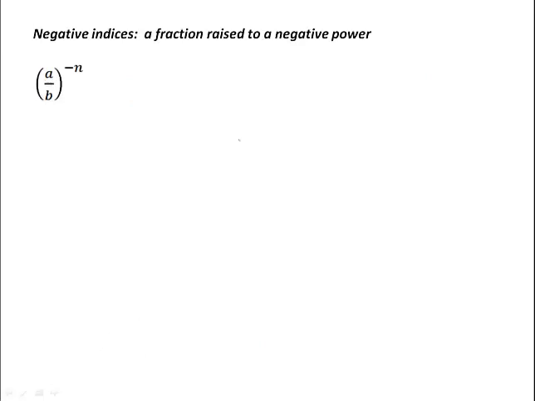What if we have a fraction raised to a negative power? Well, we can use the same rule that says anything to a negative power is 1 over that same value to a positive power. And we can rewrite this fraction as 1 over a divided by b all to the power positive n. We know that when we have a fraction inside a bracket, the power outside applies to everything in the bracket. So this can be rewritten as 1 divided by a to the n over b to the n.